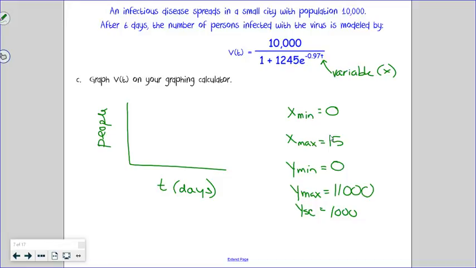Go ahead and get that all typed in, graph it, and again, we need to walk around and help each other. My graph should look something like this. And if it does not, you're going to call me over.